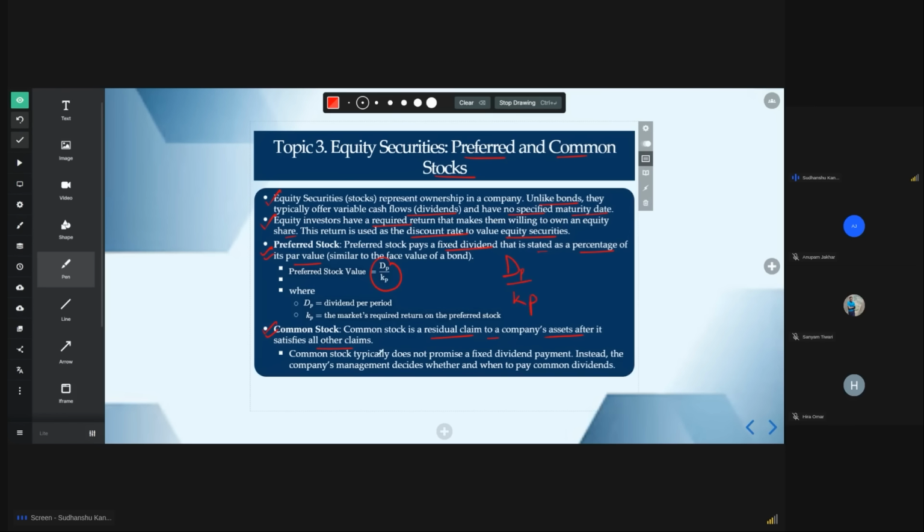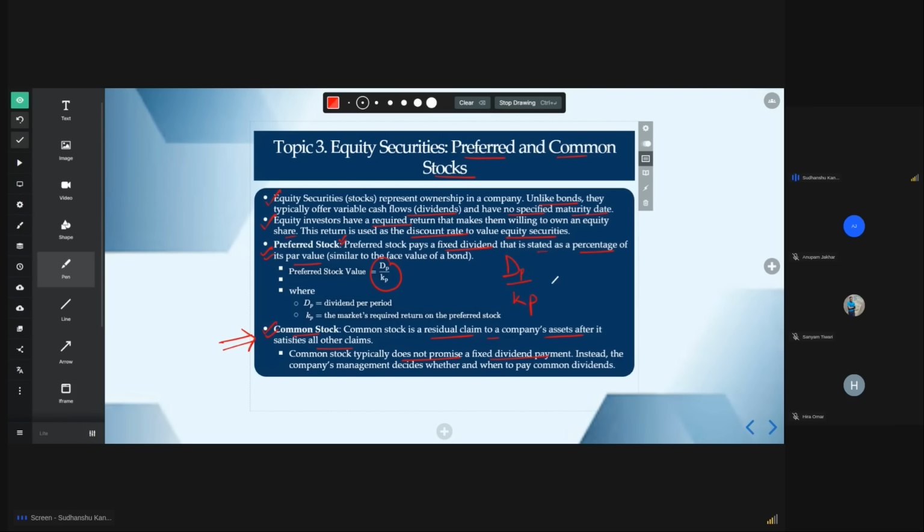It's a normal kind of stock which we people buy. We buy common stock. Common stock typically does not promise a fixed dividend payment. So normal people like retailers buy this. If you are a promoter of the company, you allot yourself preferred stock. Preferred stock gives you extra dividends, extra voting rights.